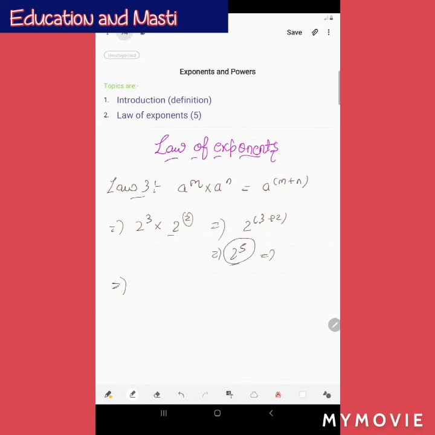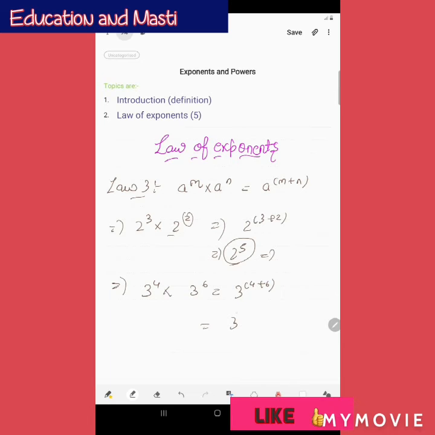So let's take one more example for a brief one: 3 to the power 4 into 3 to the power 6. When we do this, we get 3 to the power 4 plus 6. This is the easiest thing in this chapter. So we get 3 to the power 10 as the answer. Now I hope this law 3 is clear to you.